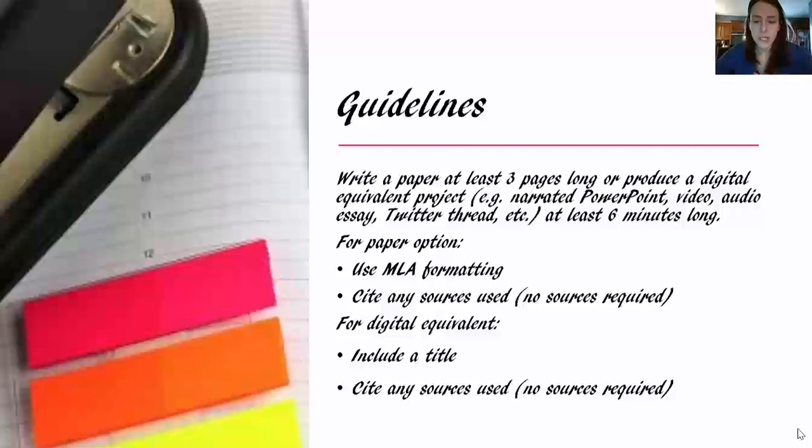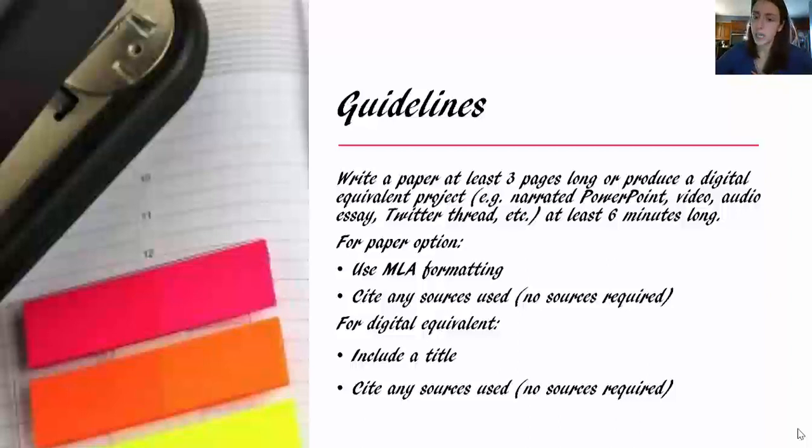So for your paper option, if you were going to write a paper, you would use MLA formatting and cite any sources that you're using. Now keep in mind that you don't have to have any sources in this project yet. We'll get to using sources later in the semester when we're doing our research. But if you do have any sources, they need to be cited appropriately. That means in-text citations and a works cited page for MLA formatting. If you need a refresher on MLA formatting, there are some resources available on our course site that you can check out. And you can also always contact me with any questions that you have.